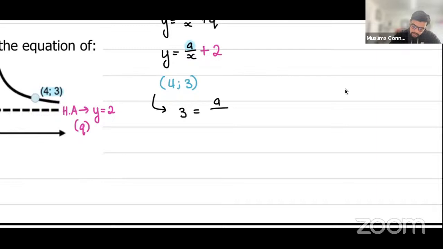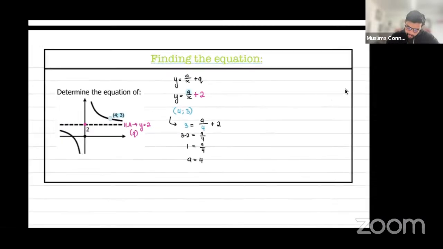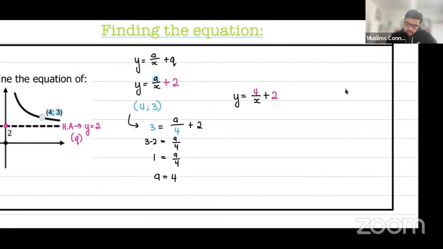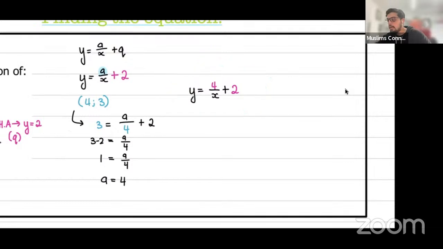So let's do this. We sub in 3 equals a over 4, plus 2. Take it over, it becomes 3 minus 2 is equal to a over 4. 1 is equal to a over 4. a is equal to 4. So now we've solved for the entire equation: y is equal to 4 over x plus 2. All it took was knowing the asymptote and solving for a as well.